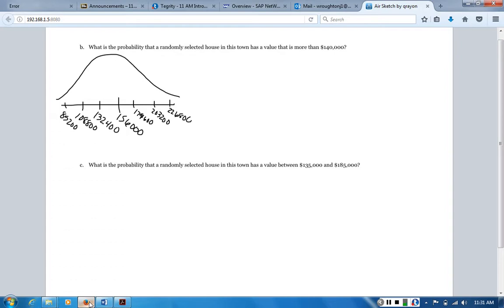But this time it asked me to find a value that's more than 140,000. So about roughly, here's my 140,000. And this time it does say more than, so I'm going to shade to the right.